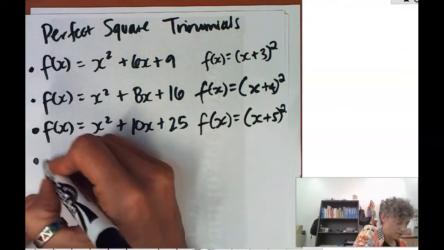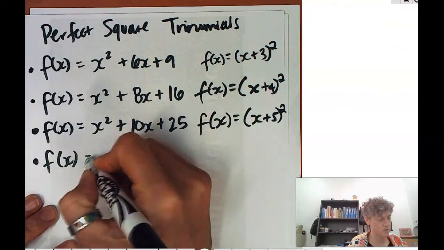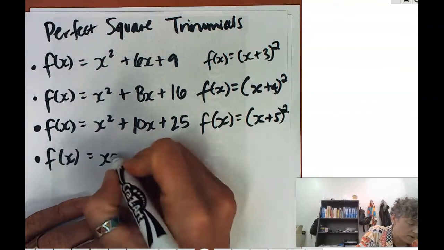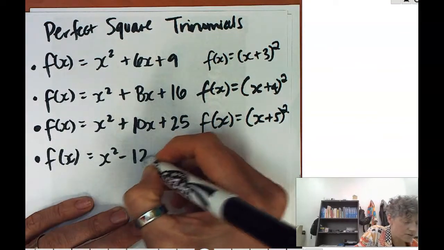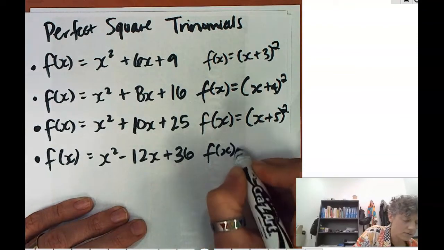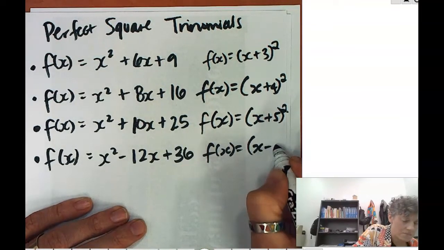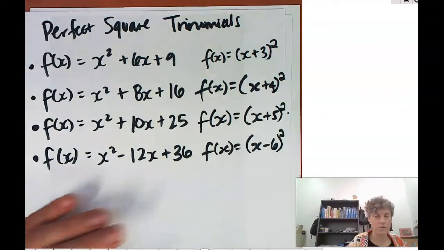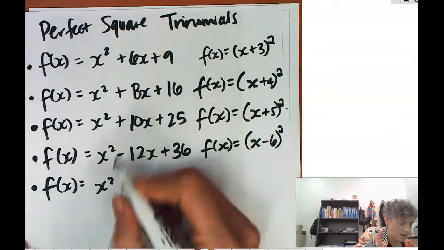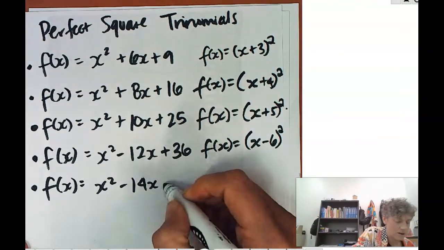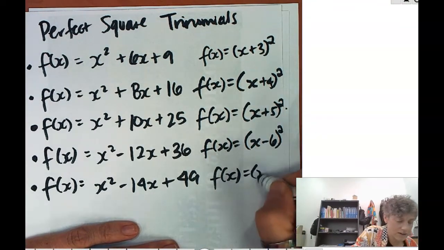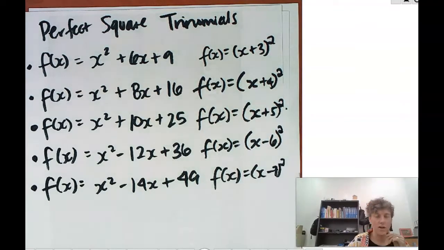You might be starting to see what's going on here. f of x equals... I've only been sticking with the positives. We could have had a negative. So let's do x squared minus 12x, that's going to be plus 36. Its factored form would be f of x equals (x minus 6) squared. How about f of x equals x squared minus 14x plus 49. Its factored form, f of x equals (x minus 7) squared.